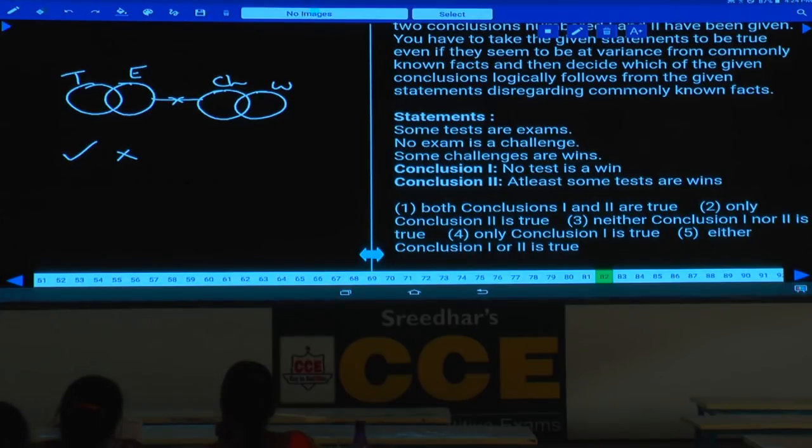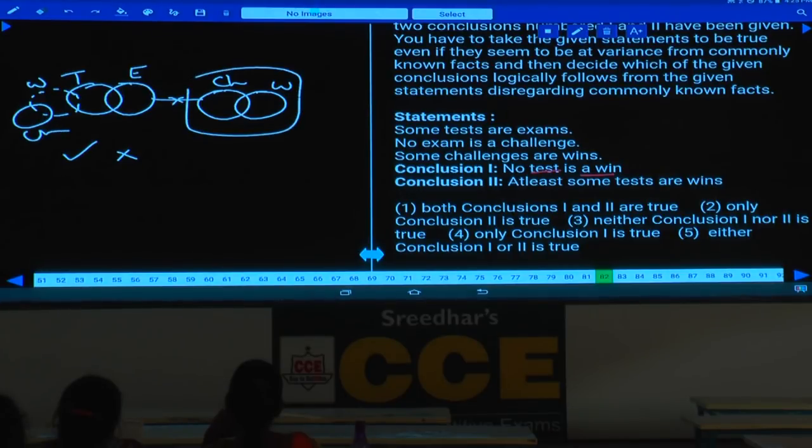Now coming to this one, the first one is a negative conclusion which is true. To make this one false, we should prove some tests are wins. In order to prove some tests are wins, win should be like this. Tell me whether we can draw win like this or not. Isn't it win and this challenge? Win and challenge I am writing like this. Rather than writing my win and challenge like this, I have shifted to this place. Alternate diagram proven, previous conclusion will be false.